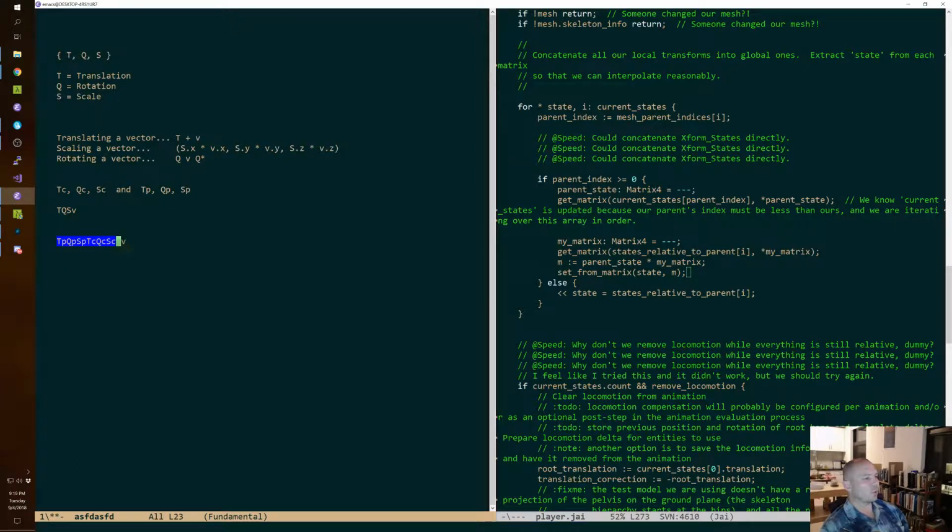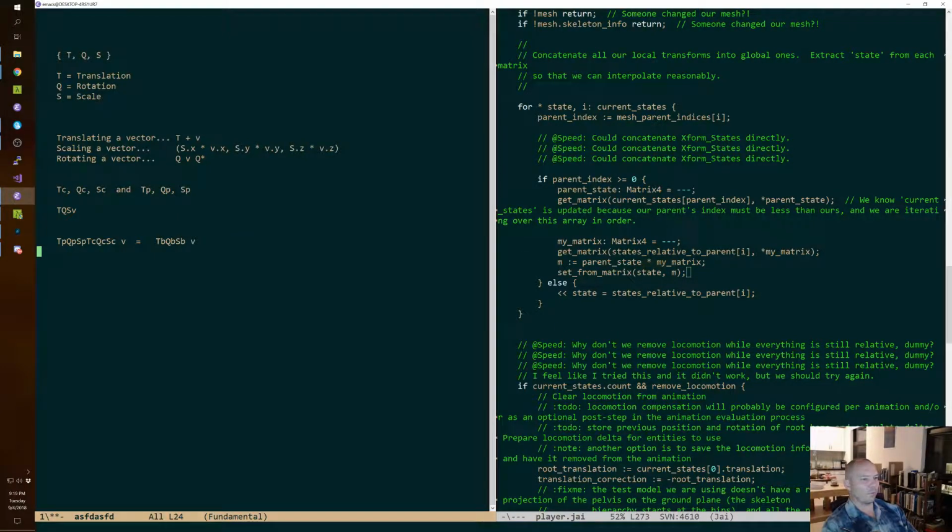And then if you mash all of these into, let's call them, I would say C for combined, but we already said C for child. So B for both, we want this to equal TB, QB, SB, V, right? And this is what we store in this state, as opposed to doing a bunch of going to matrix and back because we're lazy. You dig?